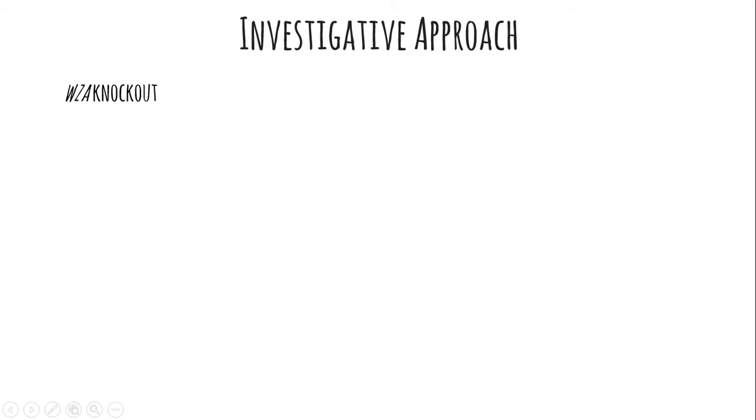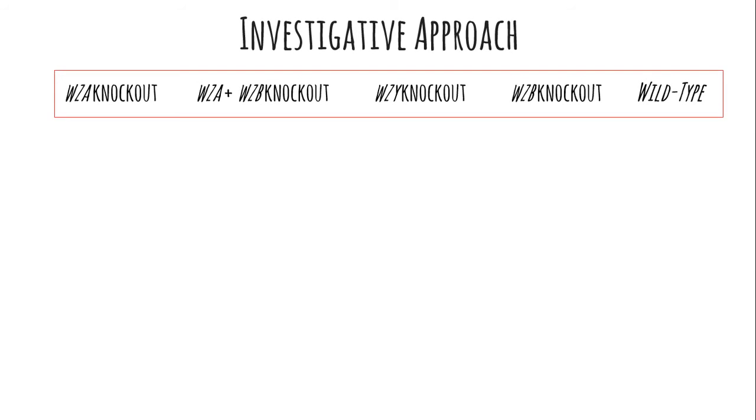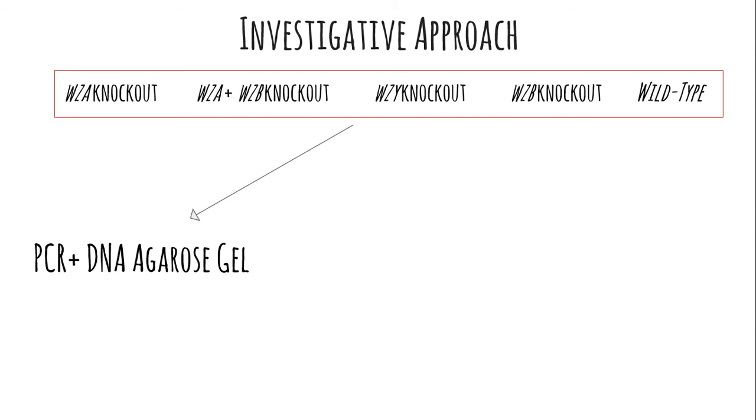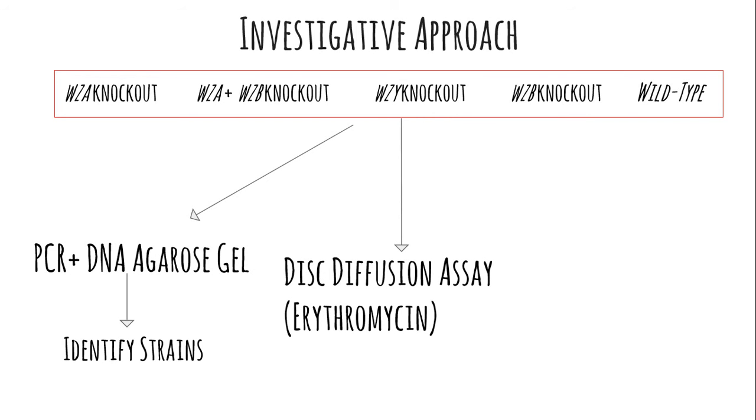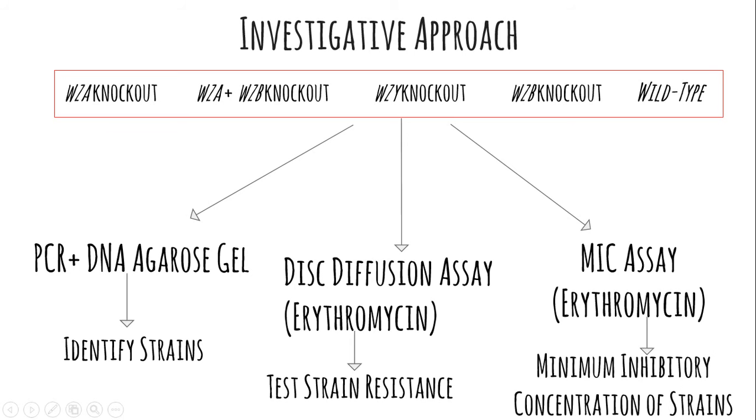So to investigate this, we used 5 strains. One of them was the WZA single knockout, another was the WZA and WZB double knockout, also the WZY single knockout, as well as, of course, the WZB single knockout, and also the wild type strain, which has the entire WZY cassette. So we took these 5 strains and did a PCR and DNA agarose gel to confirm the identity of the strains. Then we did a disc diffusion assay with erythromycin to test for the antibiotic resistance of each strain. And finally, we did an MIC assay also with erythromycin to determine the minimum inhibitory concentration of each strain.